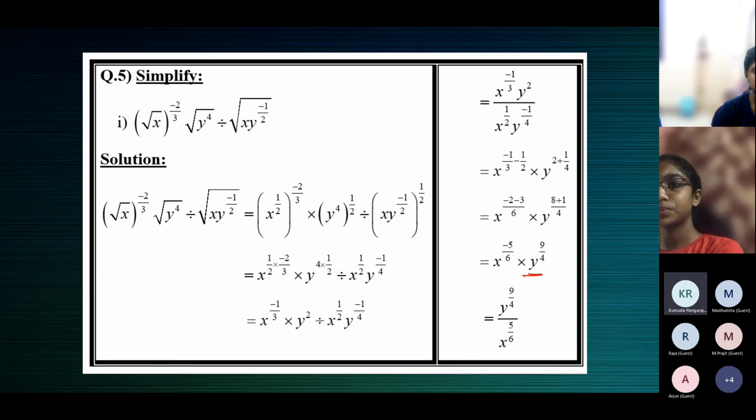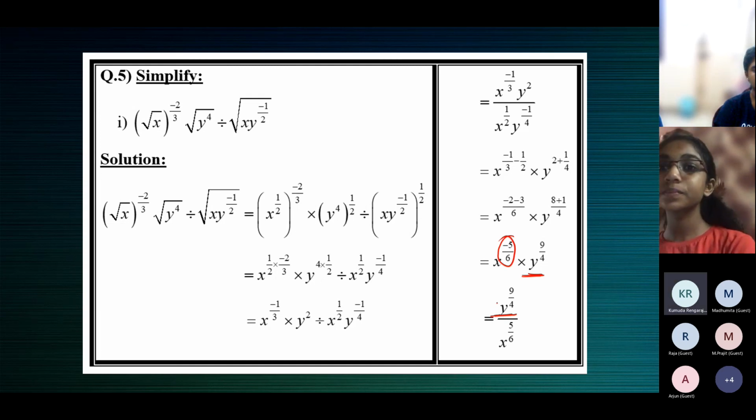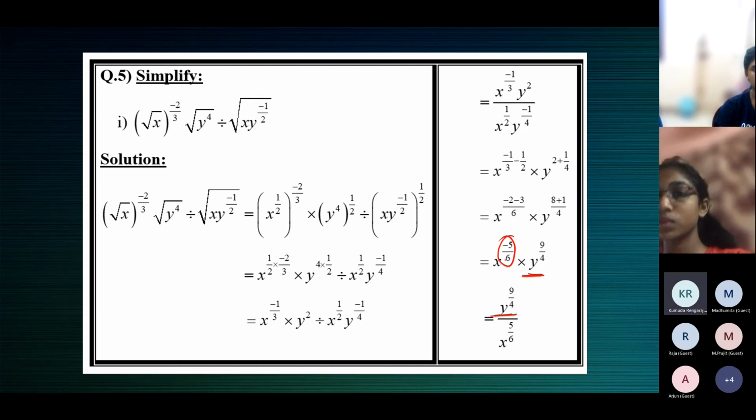y to the power 9 by 4. See here, y to the power 9 by 4. Now this one has a negative power. You want to write it in the positive form. You want to make the power positive. Just change the position. It's in the numerator, put it in the denominator. The power will become positive.